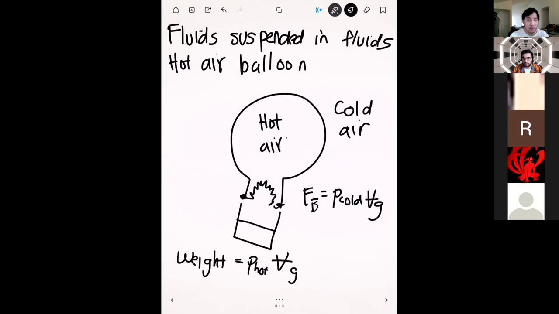So for that problem, this hint should help you guys out, because not only do you need to consider the upward buoyant force, but you also need to consider the weight itself of the hot air balloon. So when you're computing the tension in the wires, make sure you consider these correctly. So that's the hint on the homework problem.